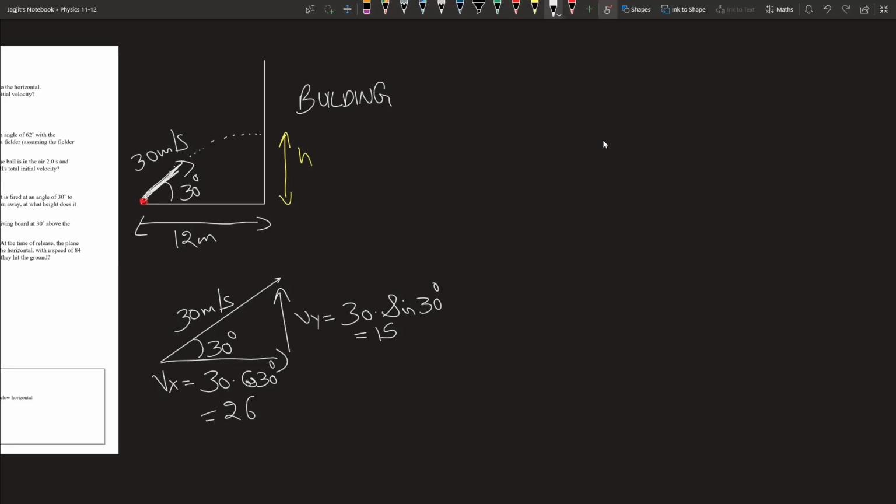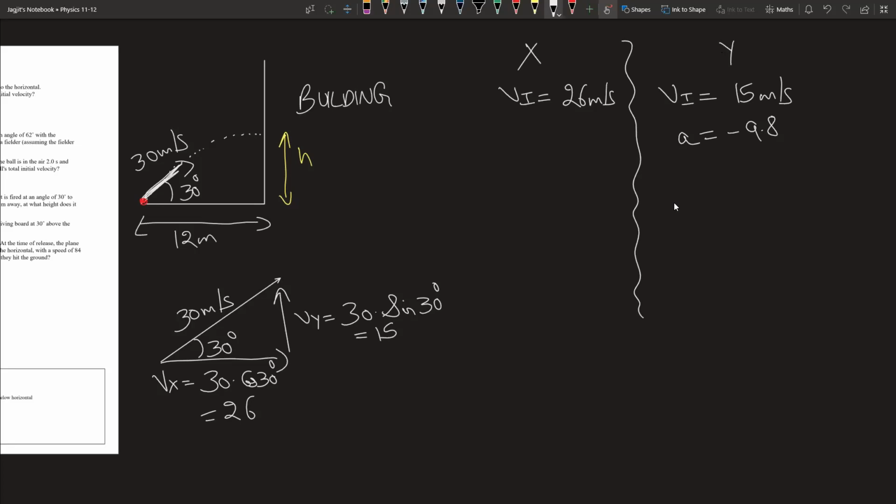So step number one, we broke the initial velocity into x and y, and now we'll make our x and y table. And we'll write down what's given to us. Well, I know my initial velocity for x is 26 meters per second. My initial velocity for y is 15. And I know my acceleration for y is always negative 9.8. I know one other thing, guys. When it hits this building right here, how much has it traveled in x direction? It has traveled 12 meters. So I know my distance of x is 12.